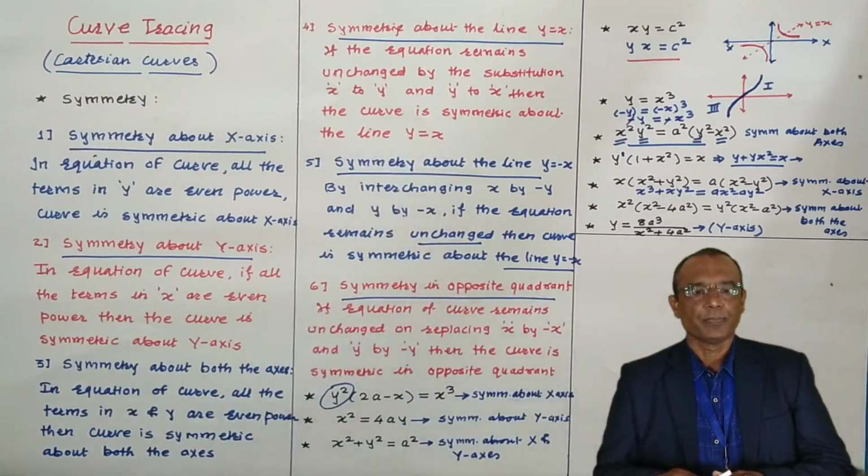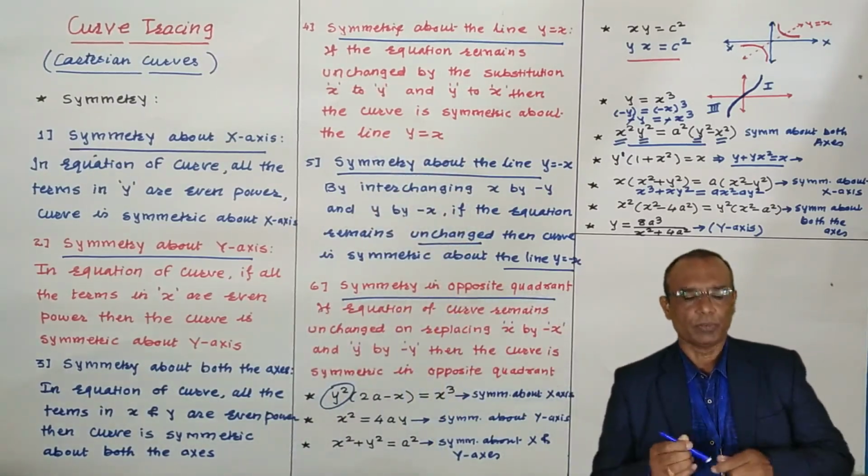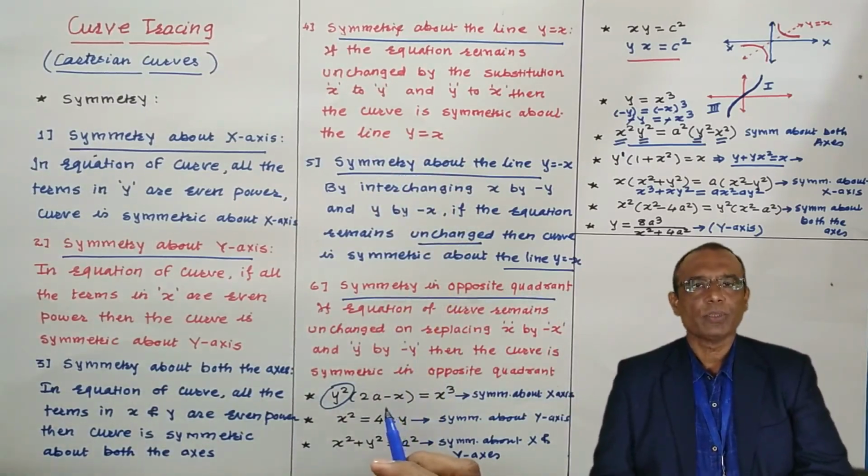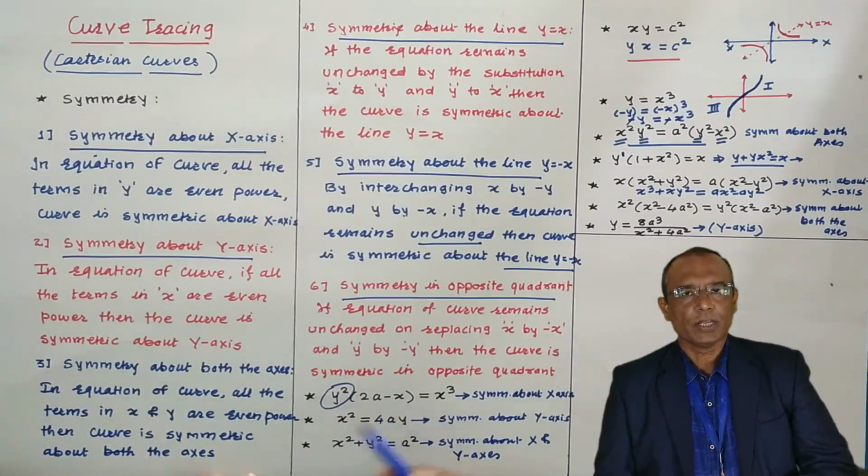Curve tracing is nothing but tracing the curve on the basis of some facts, on the basis of some characteristics, and those characteristics we are going to study. On the basis of the characteristics and a few points in the xy plane, you can trace the curve. The first characteristic is the symmetry of the curve. In curve tracing, three types of curves we are going to discuss: Cartesian curve, polar curve and parametric curve.